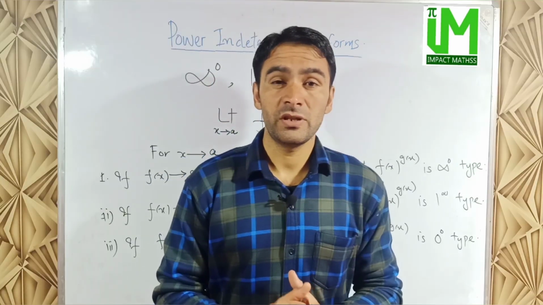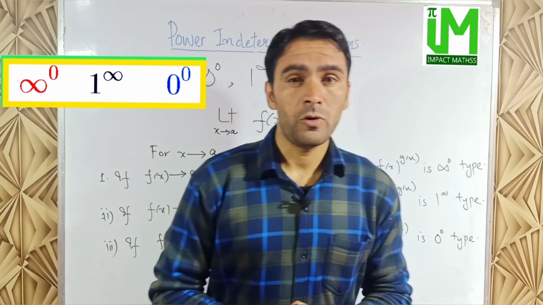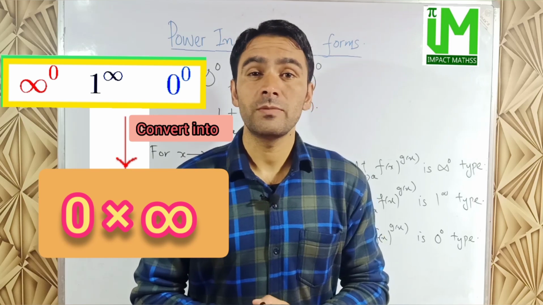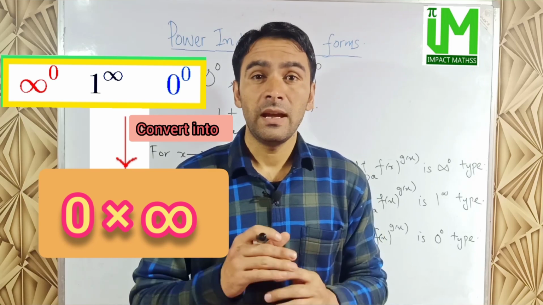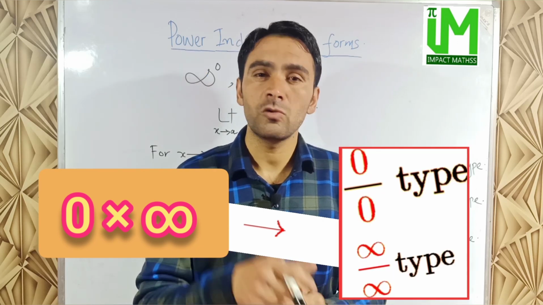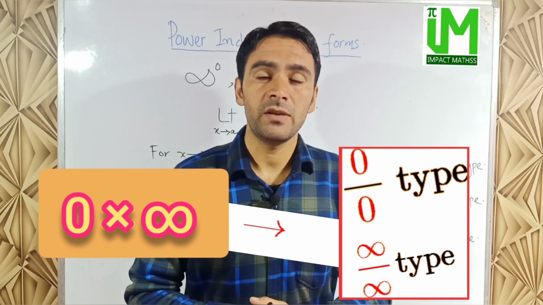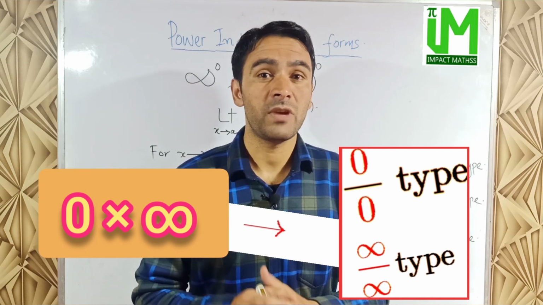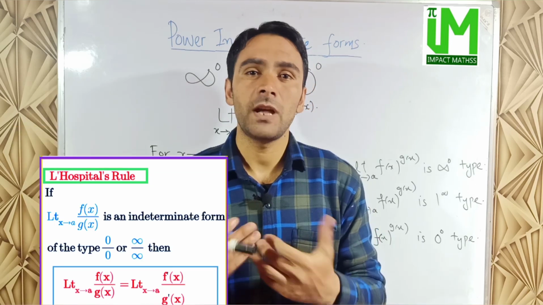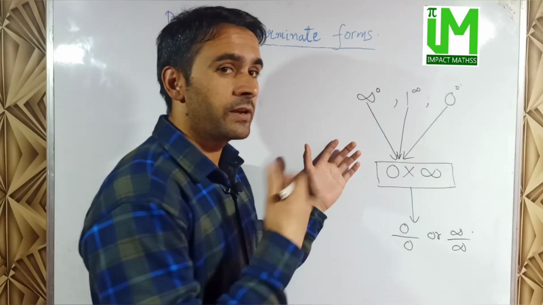Have a common procedure. तीनों ही power indeterminate forms का एक common procedure है. First of all, we convert these power indeterminate forms into the indeterminate form of the type 0 into infinity, and then from there we convert 0 into infinity into 0 by 0 form or infinity by infinity form. और जब हम infinity by infinity form या 0 by 0 form में इसे लाएंगे तब हम लॉपिटल रूल अप्लाई करके लिमिटिंग वैल्यू निकाल सकते हैं. Now I guess the flow diagram will help a great deal.